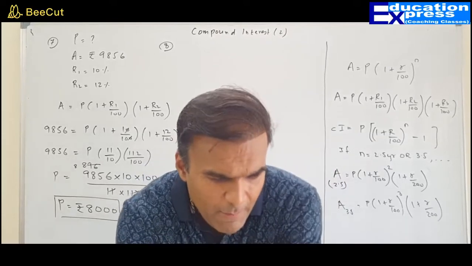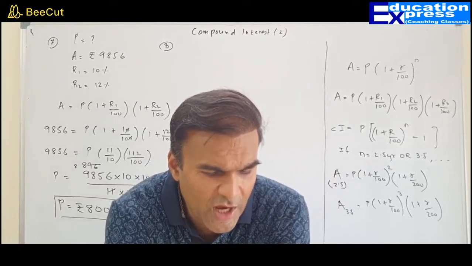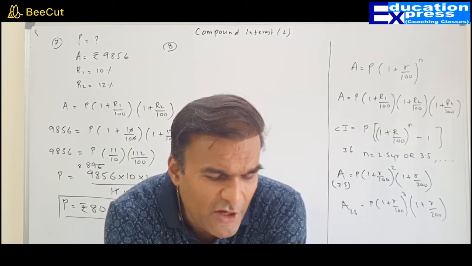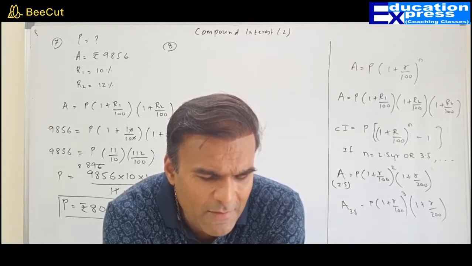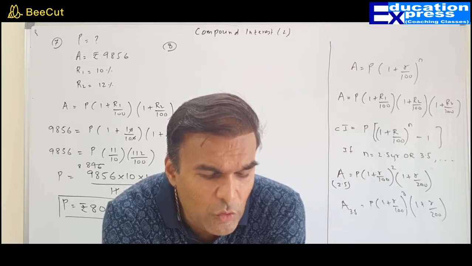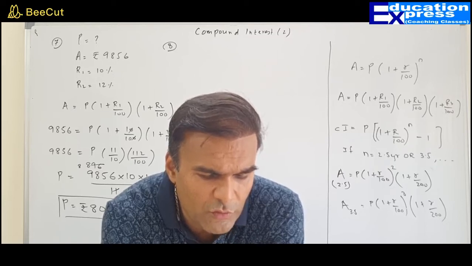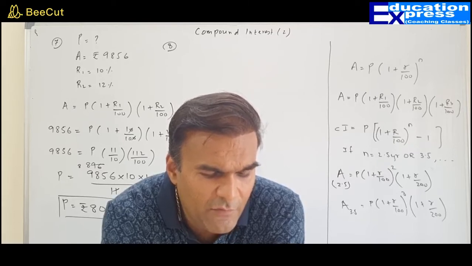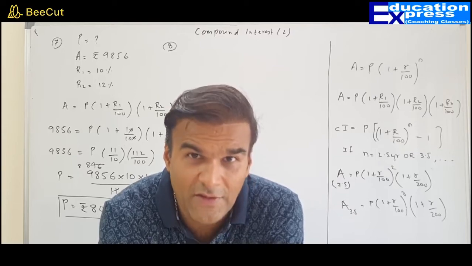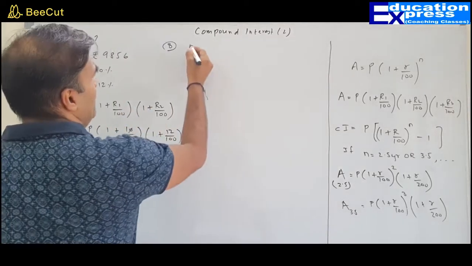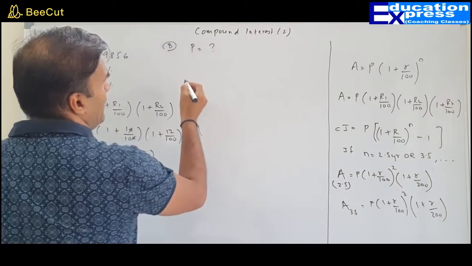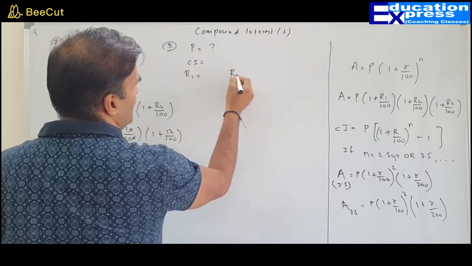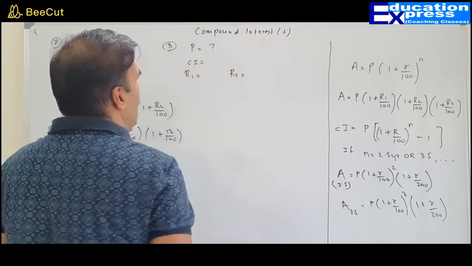Friends, compound interest in 2 years amounts to, now here my dear friend, they have given compound interest amounts to. So that means they are talking about compound interest on a certain sum, the compound interest in 2 years amounts to 4240, if the rates of interest for the successive years were 10% and 15% respectively, find the sum. Alright, so basically principal, no idea. Compound interest given to us. The rate for first year given to us, the rate for second year given to us.